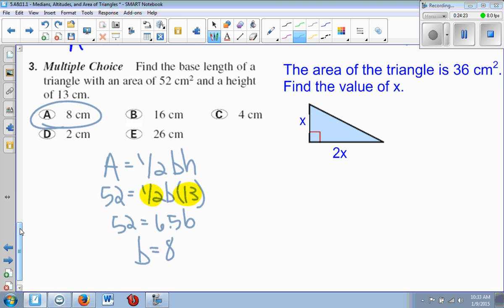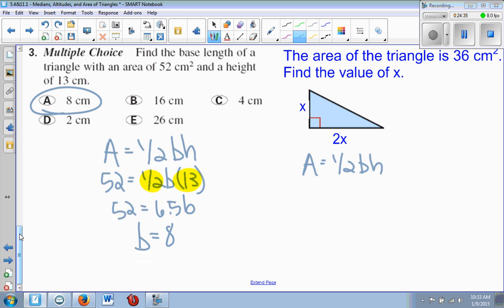The last problem, instead of telling you what the base and height are, you're given the actual area of the triangle, and then you have stuff labeled with x's. No big deal. Let's just plug everything in and see what it gets us. 36 equals 1/2 times the base 2x times the height x. Now, if you remember from Algebra 1 last year, all we need to do is multiply this stuff on the right side together. 1/2 times 2 is 1, and x times x is x squared.